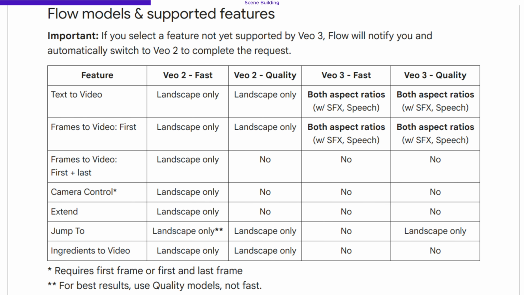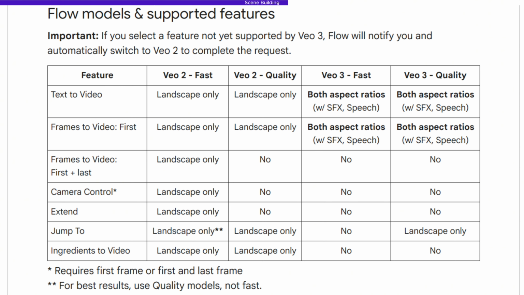But here's the catch: not every model supports Scene Builder. Feature availability in Google Flow actually varies by model. You've got VEO2 Fast, VEO2 Quality, VEO3 Fast, and VEO3 Quality, and each one gives you slightly different options. Here's the key takeaway: the Extend Scene option is only available in VEO2 Fast. If you are using VEO2 Quality or either of the VEO3 models, you won't see that option.